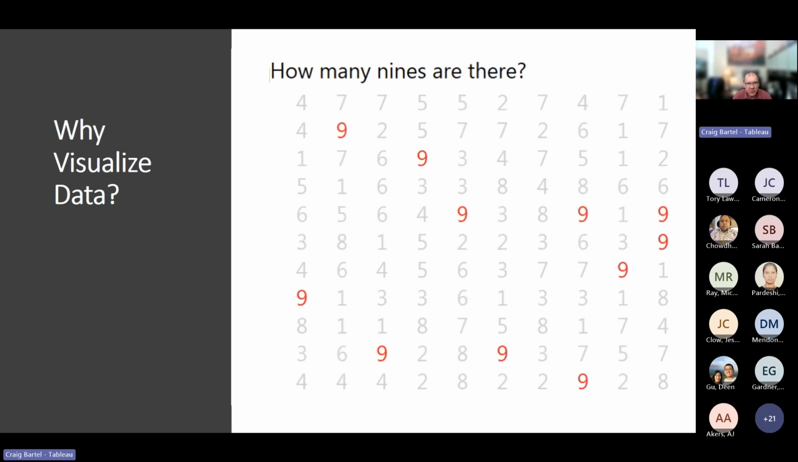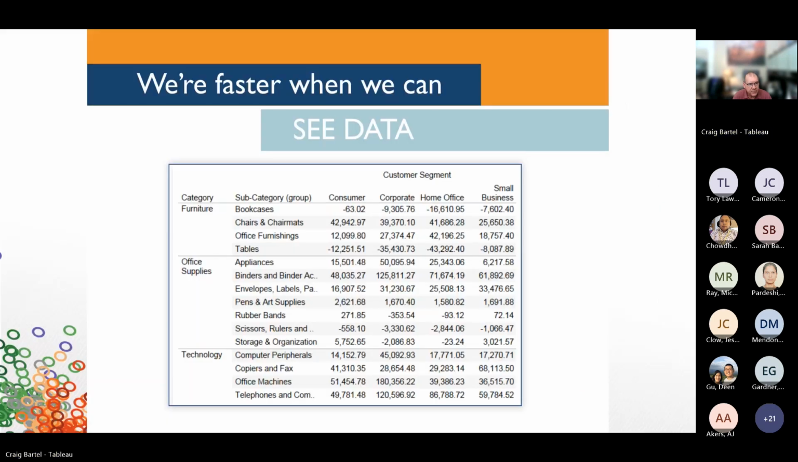However, by simply applying color, we now can see that there are 1, 2, 3, 4, 5, 6, 7, 8, 9, 10, 11 9s that are present in the data. But I still had to cycle through that whole set of data, row by row, column by column, and segment out which ones of those were 9s in there.